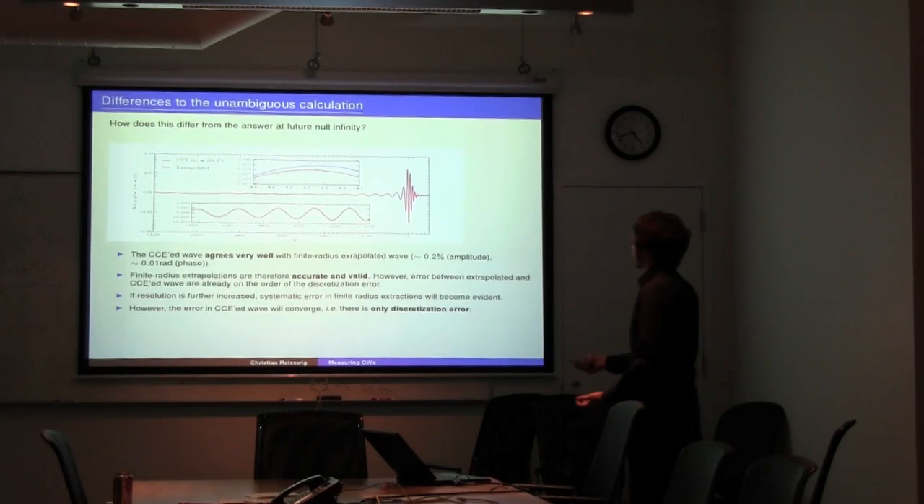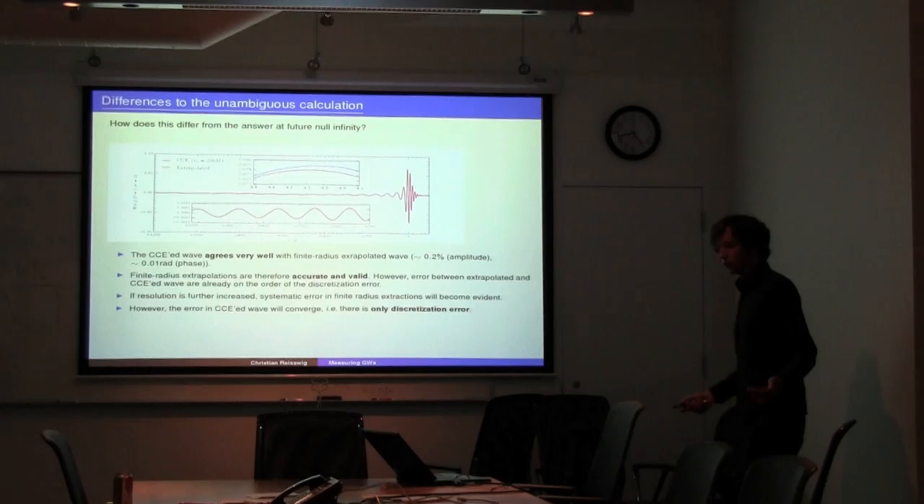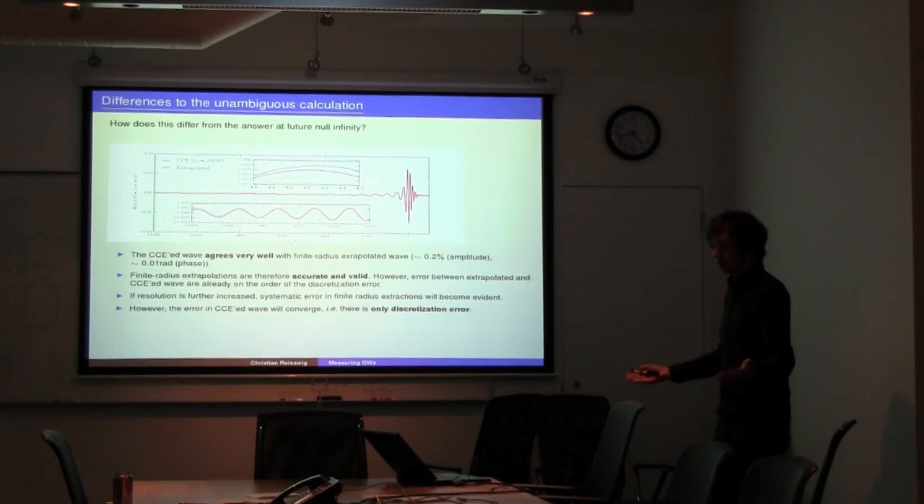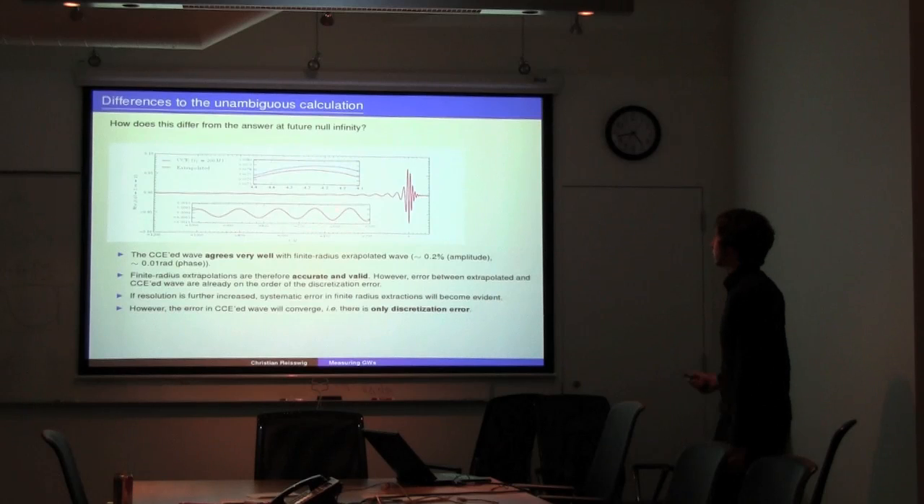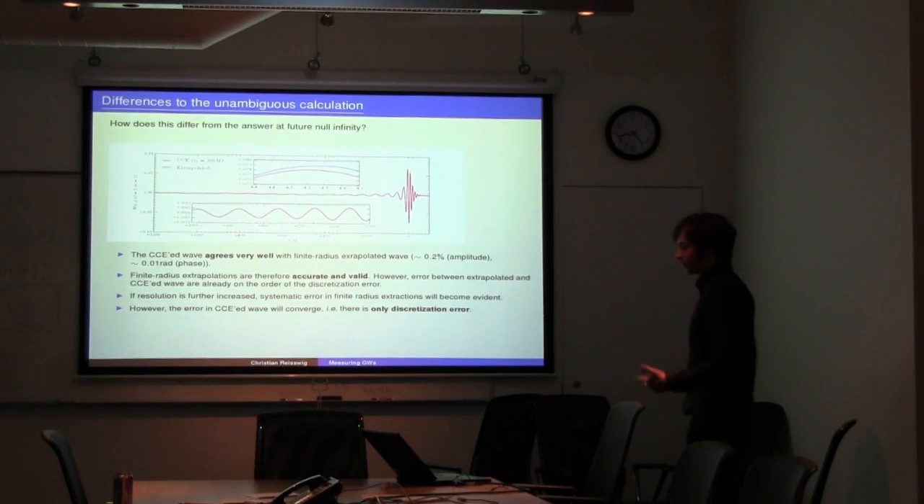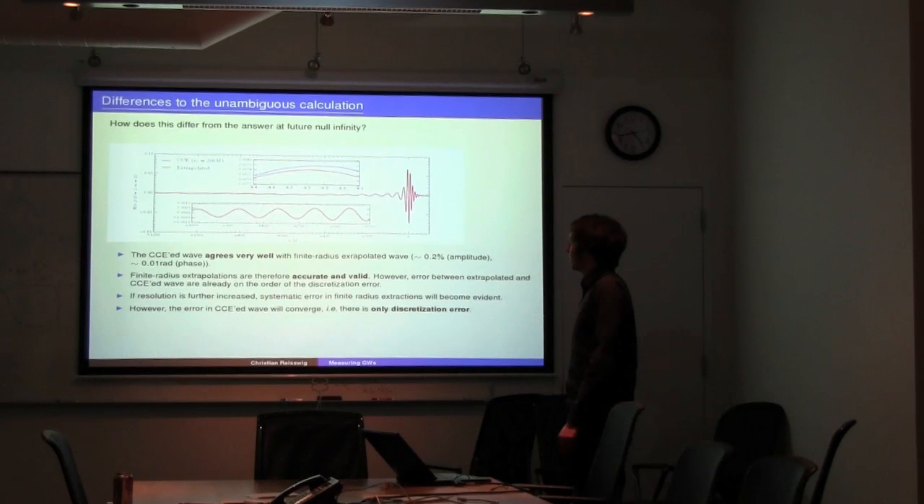So anyway, the message here is that the CCE wave, unless we hit this limit with the inconsistency of the initial data, will contain only discretization error, whereas the extrapolation, of course, has a systematic error which will not converge away.